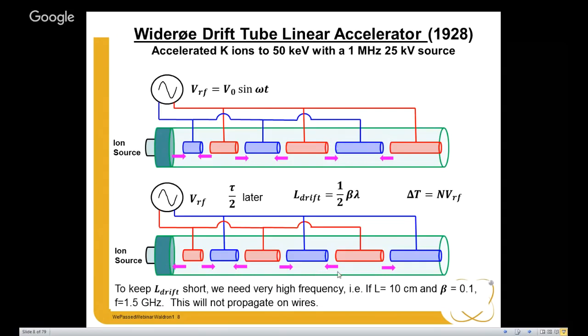If we want to build one of these things, and we want to get anywhere near relativistic, if I'm saying the relativistic beta is 0.1 for this arrangement, and the drift spaces are going to be around 10 centimeters, that means I'm going to need about a 1.5 gigahertz sine wave being fed in here. This is not going to propagate well on wires. As it turns out, Wideröe accelerated potassium ions to 50 keV with a 1 megahertz source back in 1928. The greatest difficulties he probably experienced at that time were with vacuum and the RF source rather than the design of the accelerator itself.